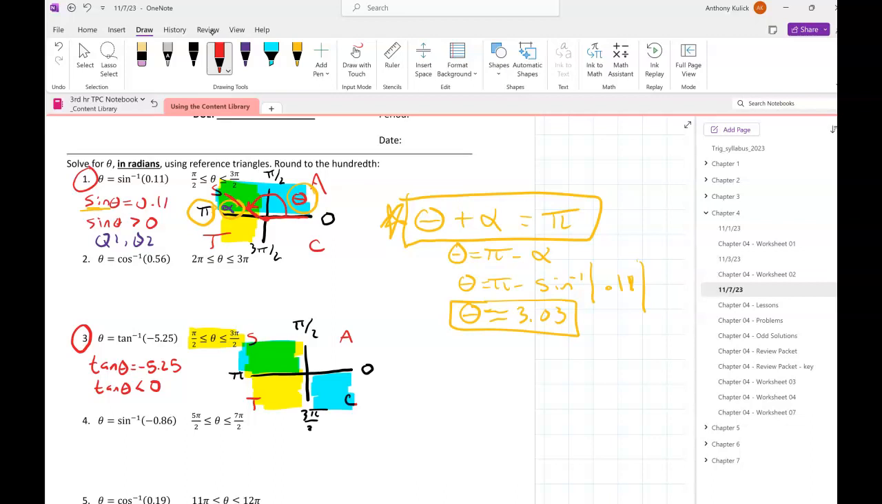Would you use the graph? What was that, Pauline? What was the blue for? That's where tangent is negative, which would have been quadrants 2 and quadrants 4.